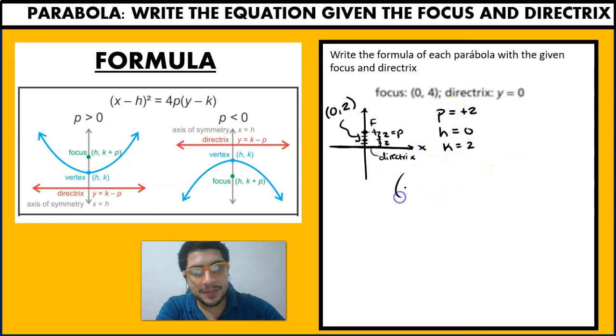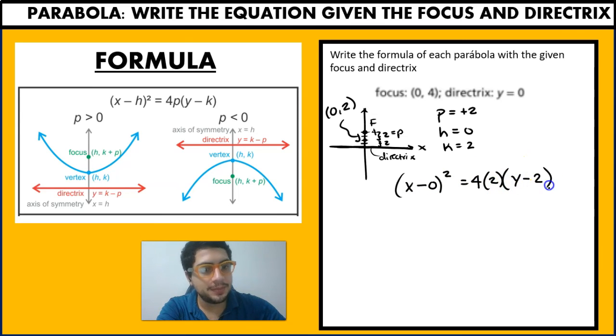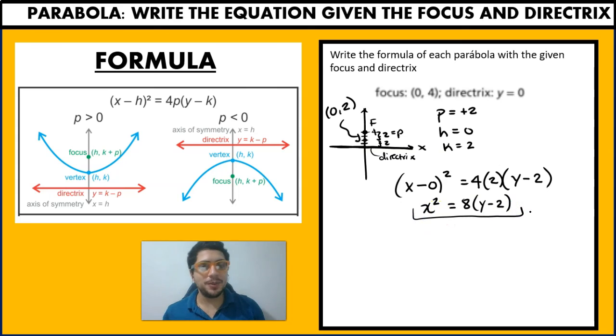So it's going to be x minus h to the power of 2 is equal to 4 times p times y minus k. Right, so x minus 0 to the power of 2 is going to be x to the power of 2, is equal to 4 times 2, which is 8, times y minus 2. And this is going to be our formula.